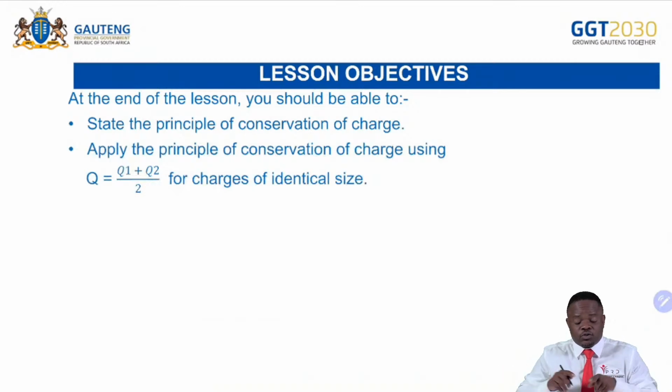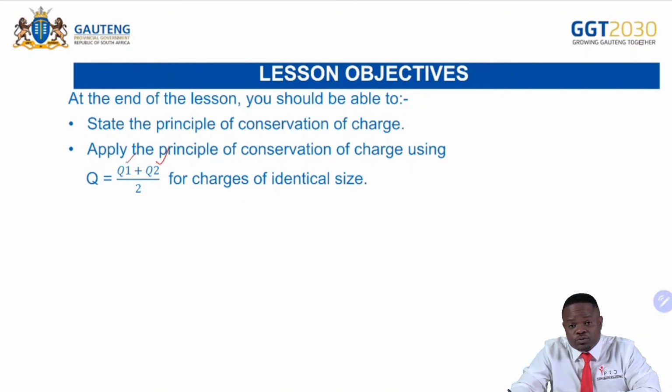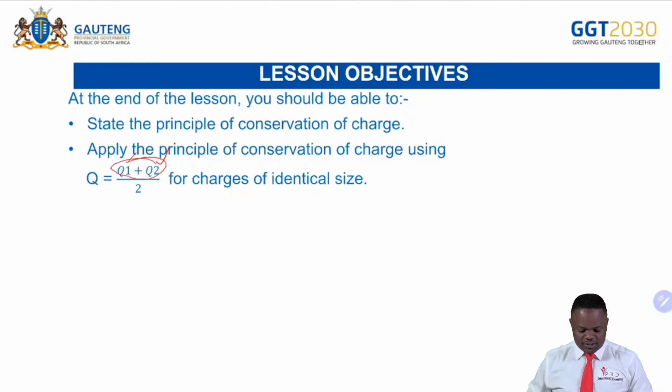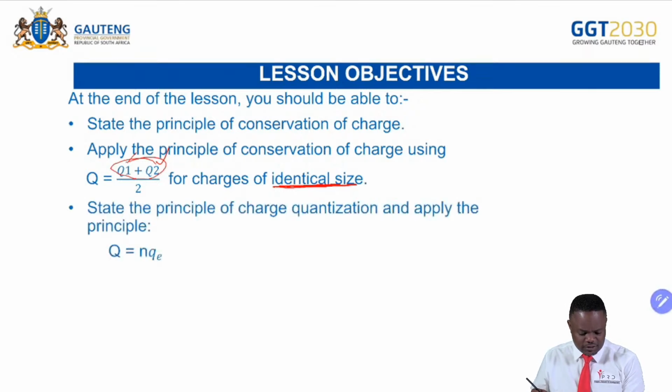When we bring two bodies together, one having a charge of Q1 and the other a charge of Q2, their sum represents the net charge, divided by 2. We shall use this in our calculations, and this is specifically for identical size objects. You shall see where we apply this formula. It's quite an interesting calculation.